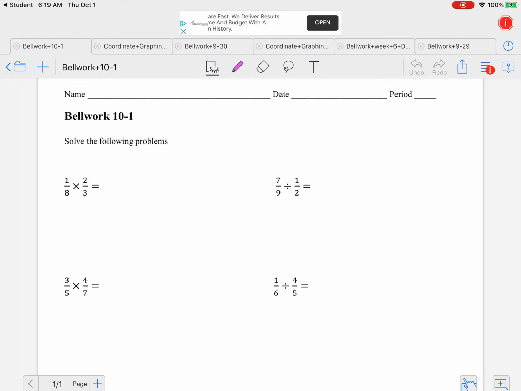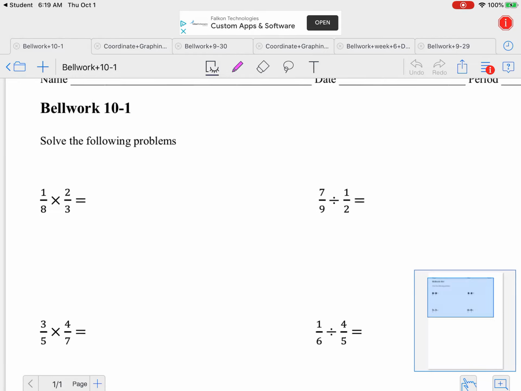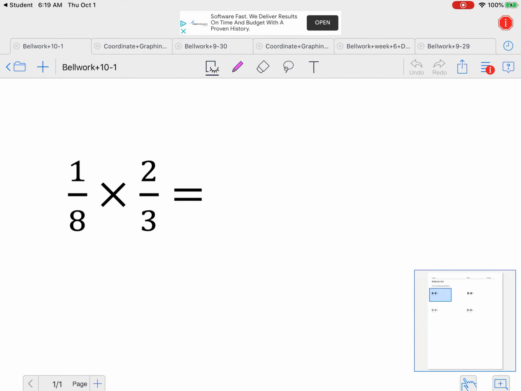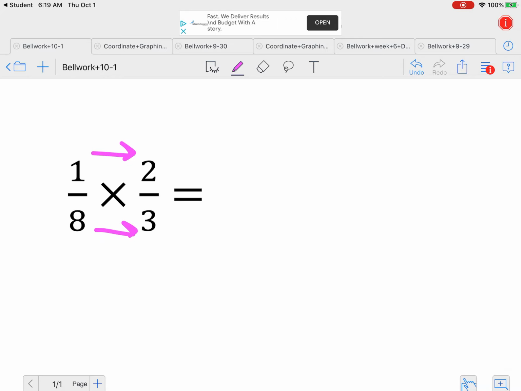On today's Bellwork, we are going to go over multiplying and dividing with fractions again. On multiplying fractions, you just go straight across, numerator times numerator. So 1 times 1 is 2. 8 times 3 is 24.